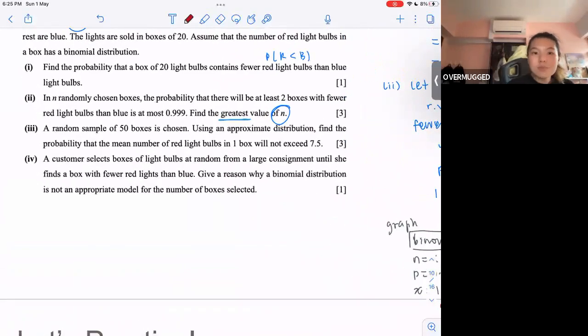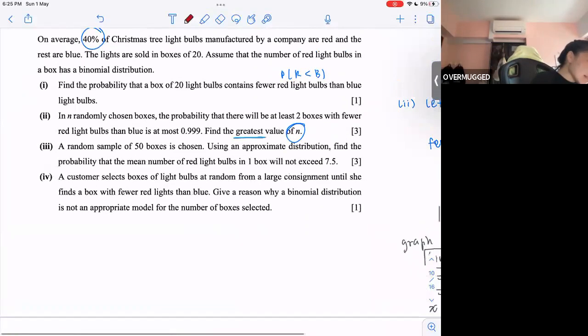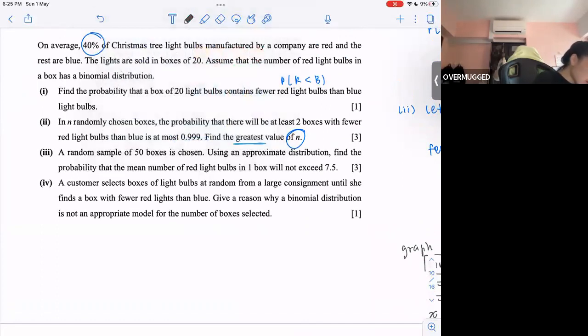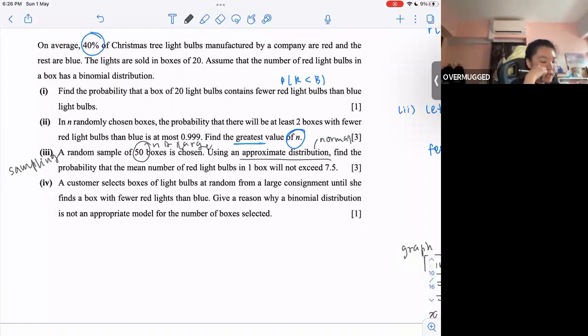Okay. Now let's move on to the third part. A random sample of 50 boxes is chosen. Oh dear. Okay, so this is where a bit of sampling is involved. I think that's the problem, right? Most of the questions are interlinked, like all the chapters. A random sample of 50 boxes is chosen using an approximate distribution. So this one you have to know that it's normal, because 50 boxes, your n is large. It's more than 20. Find the probability that the mean number of red light bulbs in one box will exceed 7.5.